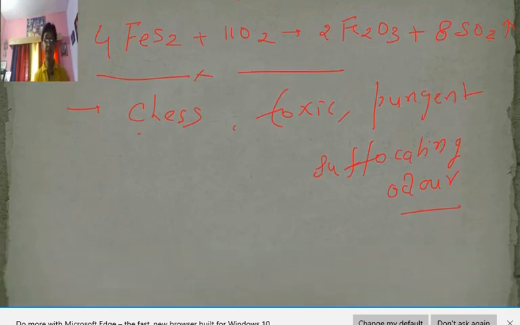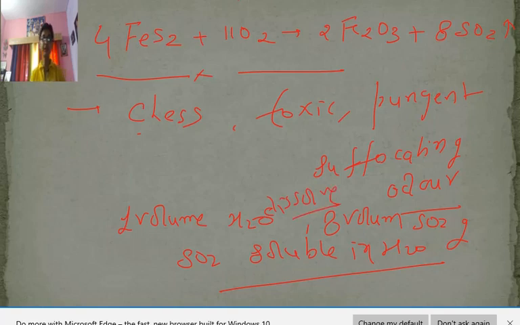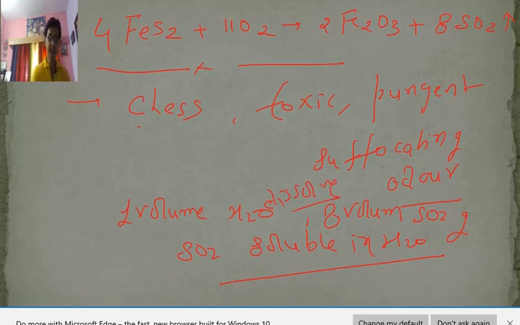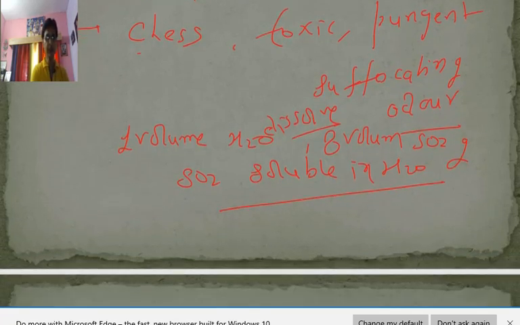Next, 1 volume of water dissolves 8 volumes of sulfur dioxide gas. It means SO2 is more soluble in water.